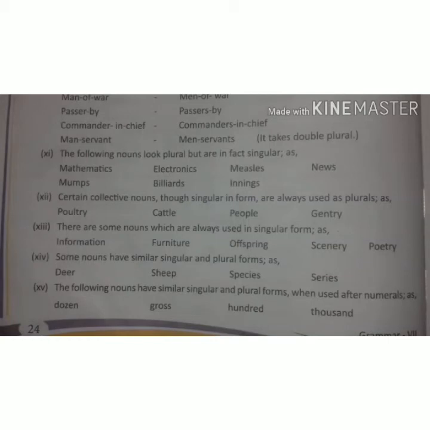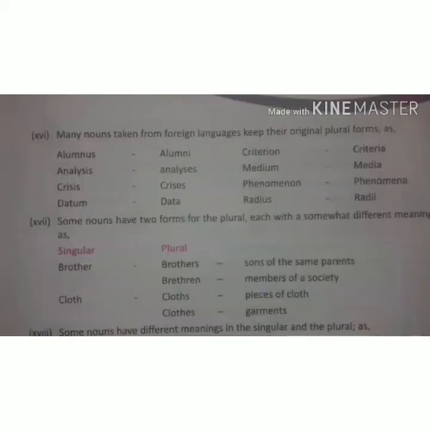There are some nouns which are always used in singular form, such as information, furniture, etc. Some nouns have similar singular and plural forms, such as deer, sheep, species, series, etc. The following nouns have similar singular and plural forms when used after numerals, such as dozen, gross, hundred, etc. Many nouns taken from foreign languages keep their original plural forms, such as alumnus, alumni, criterion, criteria, etc.